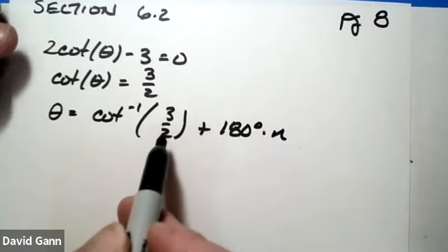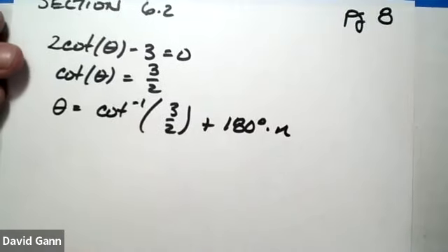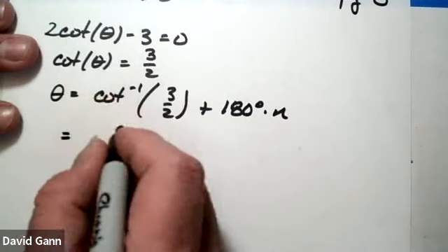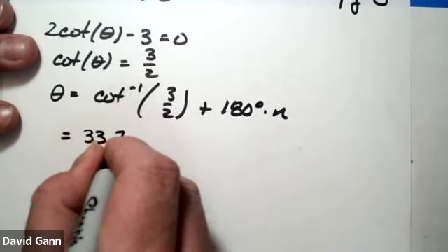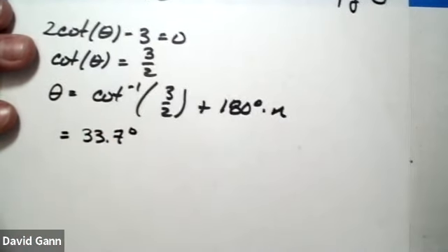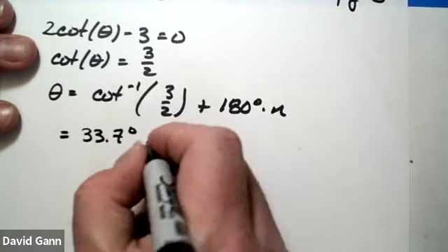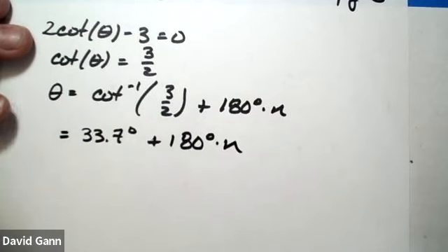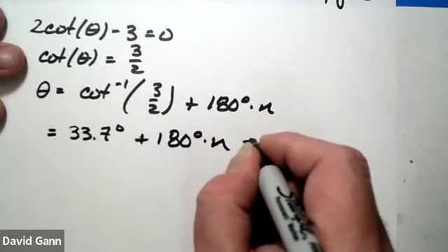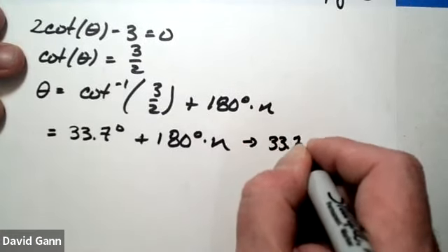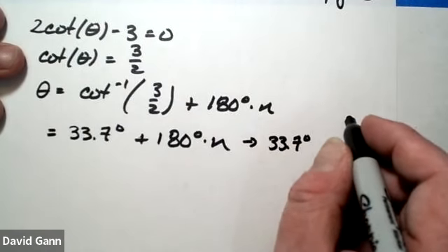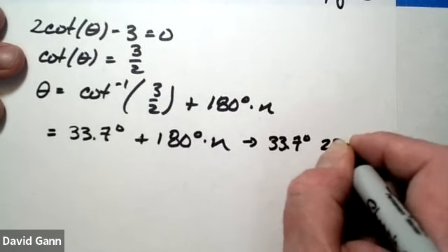I don't know what this is, but if I use a calculator, I find out that it happens to be, and I'm just going to do this to one decimal place, 33.7 degrees plus 180 degrees times n. So, that would give you the two solutions, 33.7 and also, what's that, 213.